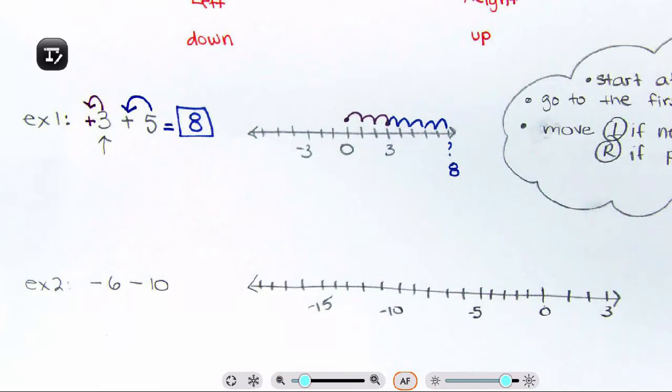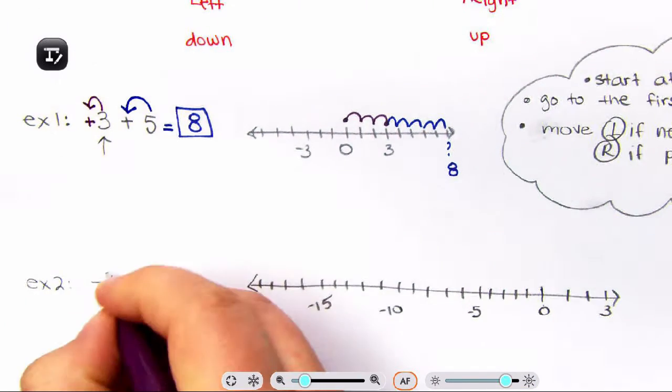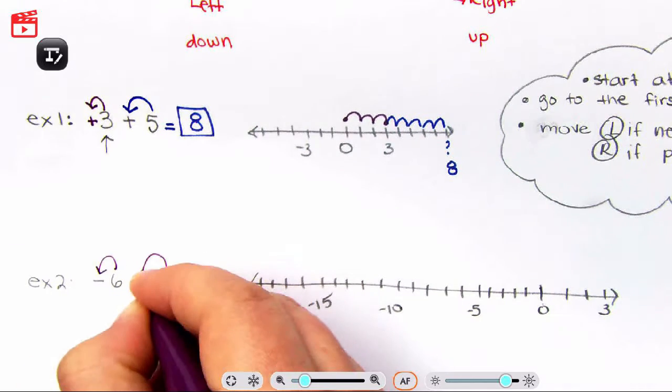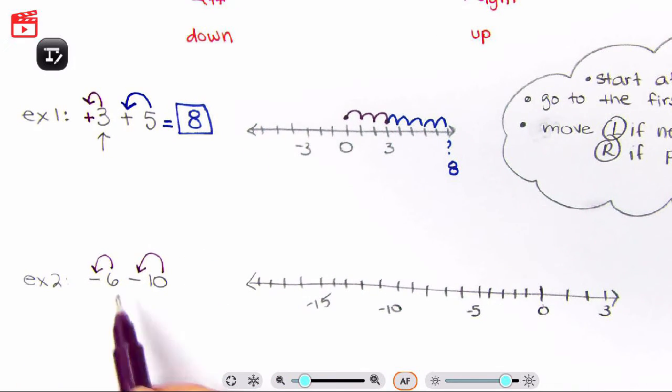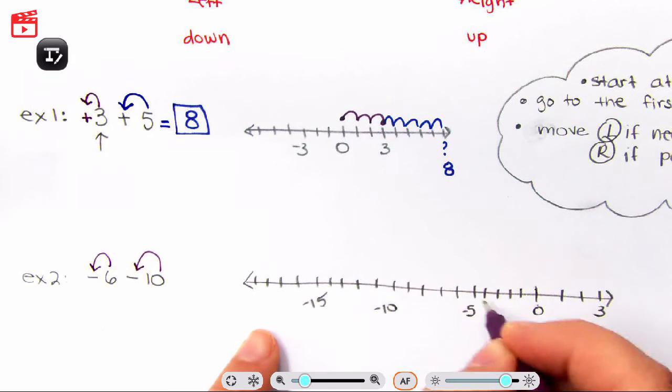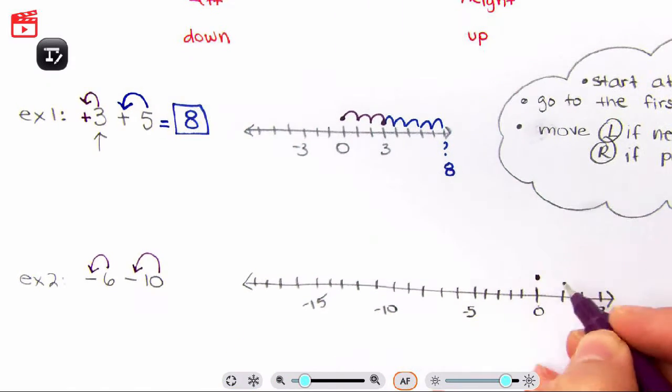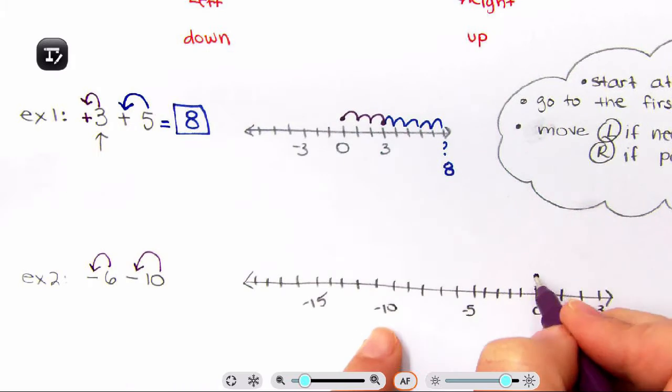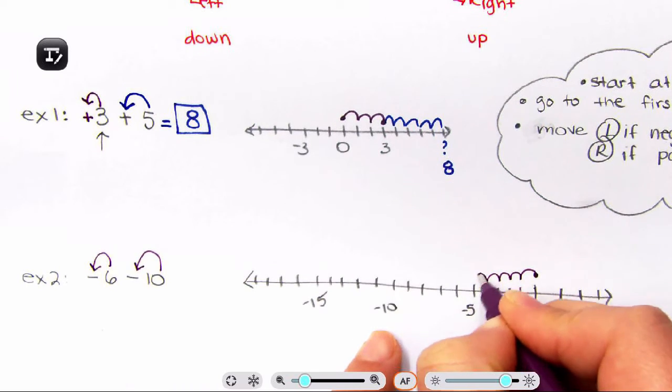Okay, so start at 0. Always look at the number and the symbol in front. So 6 is negative. So let me go ahead and do 6 negative. Where 0 is here, I'm going to go to the left to 6. 1, 2, 3, 4, 5, 6.